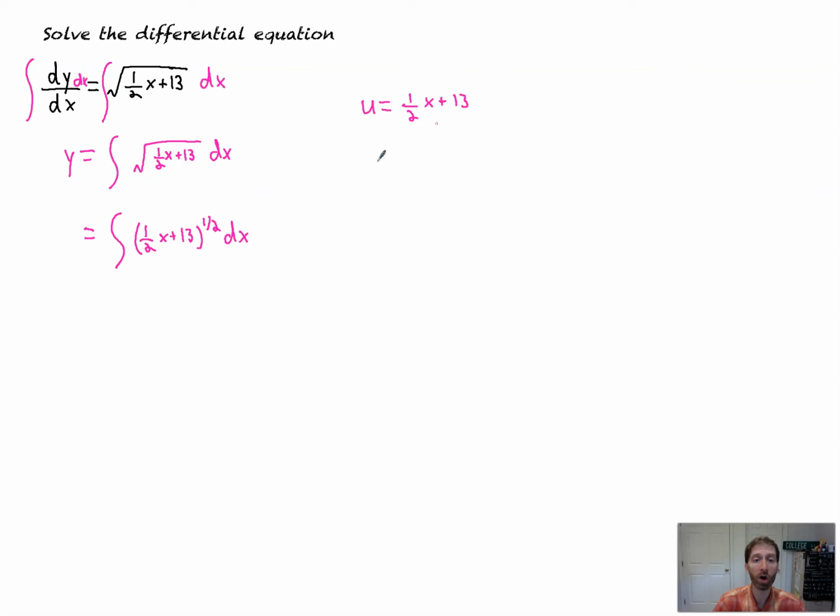Now remember, we're aiming to get rid of all of the x's. So this will get rid of this, but we still have dx. To get a du, I need to take the derivative. The derivative of this is going to be 1/2 dx. And now from here, we've got a problem. We don't have a 1/2 dx in here. So I'm going to multiply, and I'll insert a little 1/2 right there.